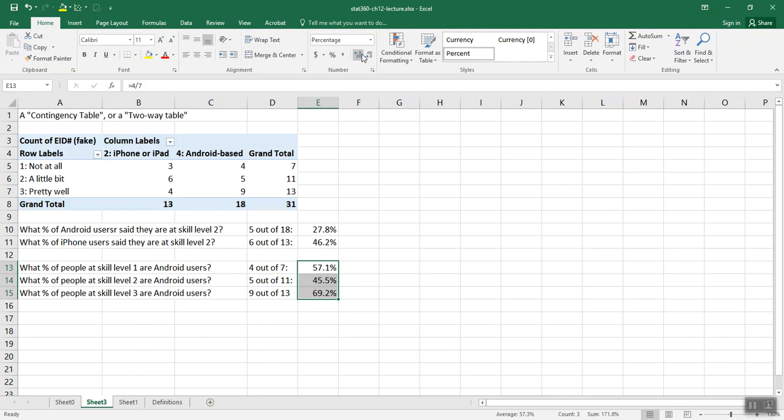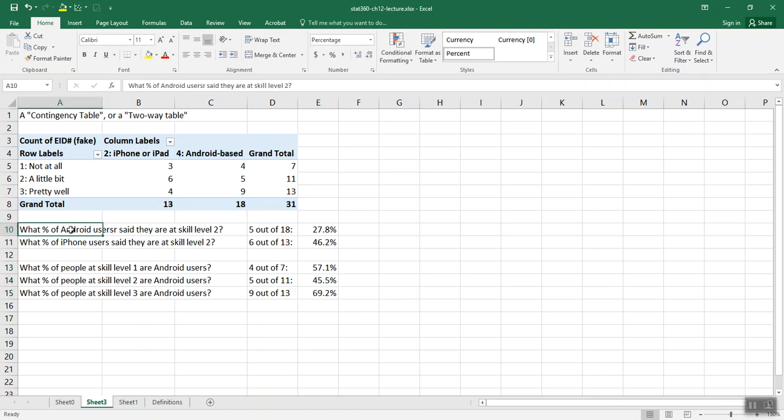So what does this tell us? If someone is at skill level 1, I think they're 57% likely to be an Android user. If they're at skill level 2, I think they're only 45% likely to be an Android user. If I know they're at skill level 3, then I think they're almost 70% likely to be an Android user. Because changing the skill level changes my probability or my estimate of whether they're an Android user, I would say that these two variables are associated.